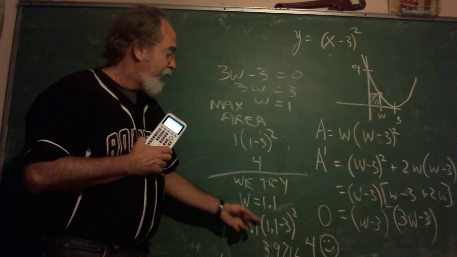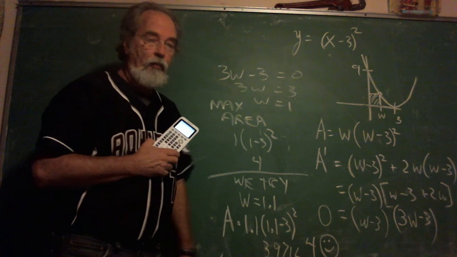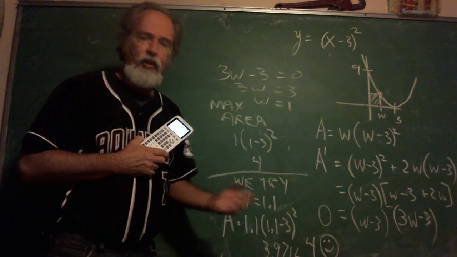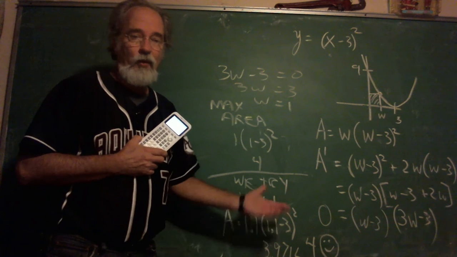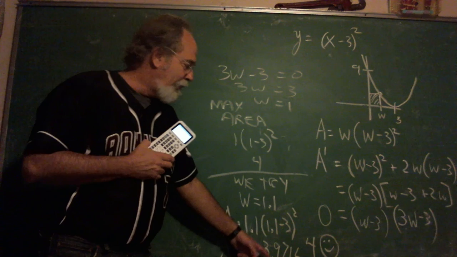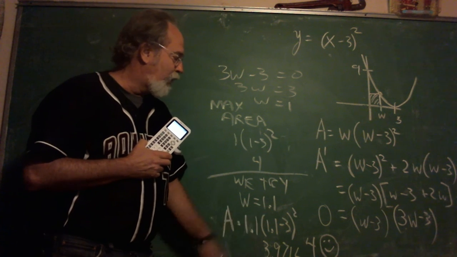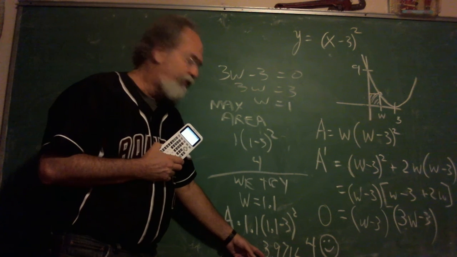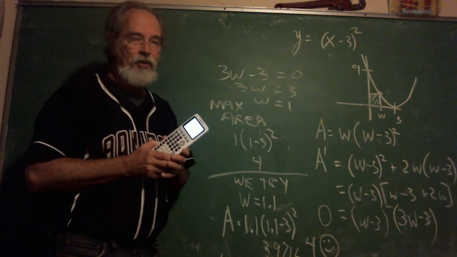Check something near it, and you should come up with something less than what your max was, which is very convincing that I think you're right. If you put in 1.1 and you got 4.2, then you made a mistake, because 4 was supposed to be the max, and you found a number that gave you more than 4. So you must have goofed. But when you put in something that's 1.1, a little bit close to 1, you get something close to 4 but less. That's how you check.